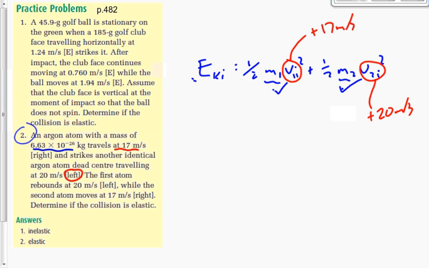When you calculate the initial kinetic energy and the final kinetic energy to the right number of digits at least, they should be the same, and therefore it's an elastic collision. Is that good?